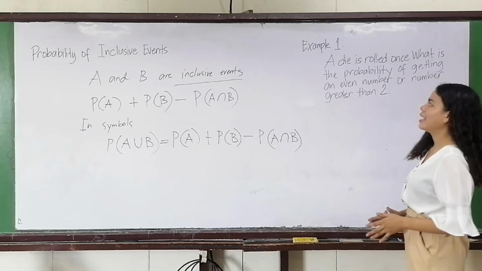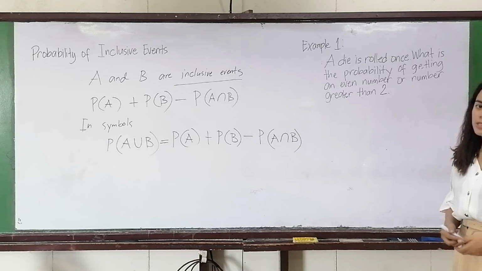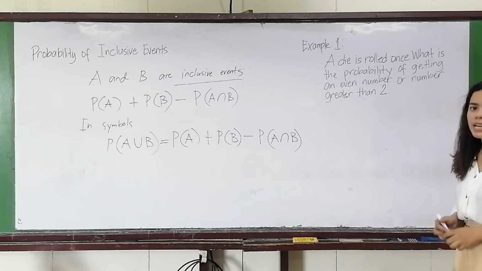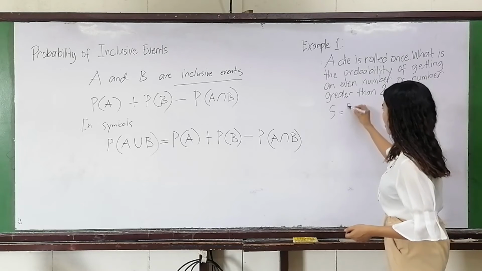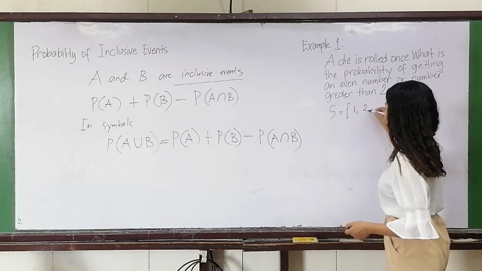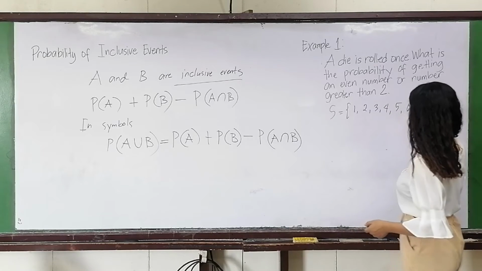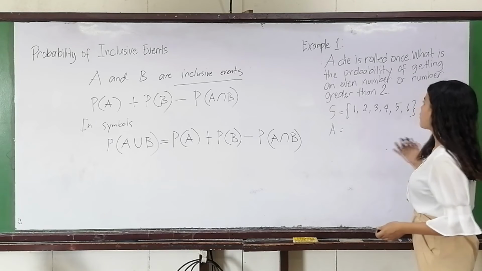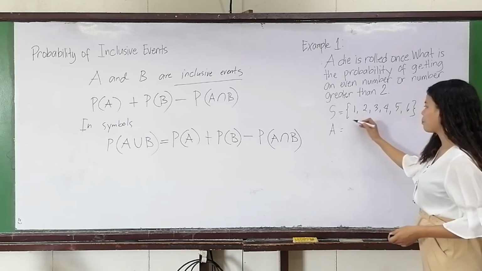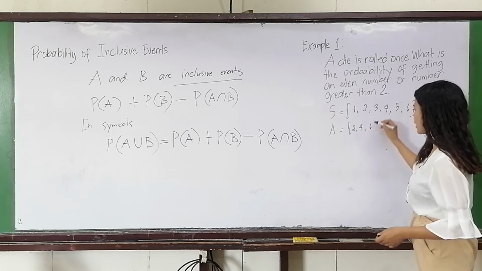Example number 1. A die is rolled once. What is the probability of getting an even number or a number greater than 2? So the first thing to do here is to identify the sample space. So we have 1, 2, 3, 4, 5, and 6. And then we let A be the event of getting an even number. So the outcomes would be 2, 4, 6.